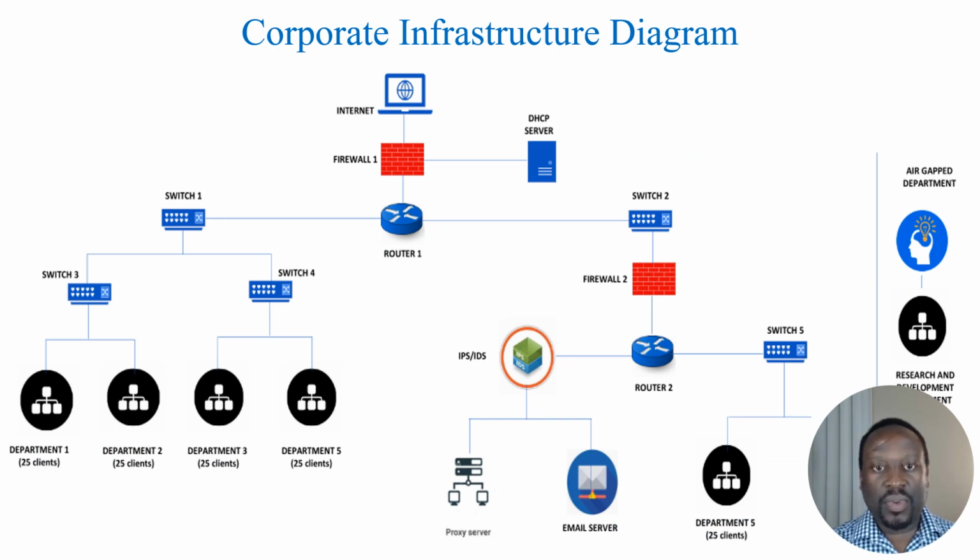This is an example of a corporate infrastructure diagram. It contains firewalls, routers, switches, which have different departments connected to them. It contains a proxy server and an email server, which are connected to an intrusion protection / detection system. It contains an air-gapped department, the research and development department.